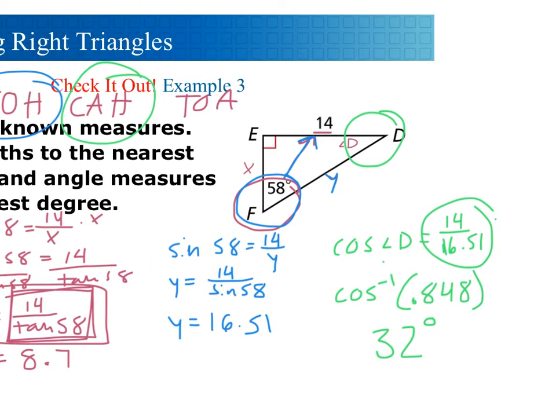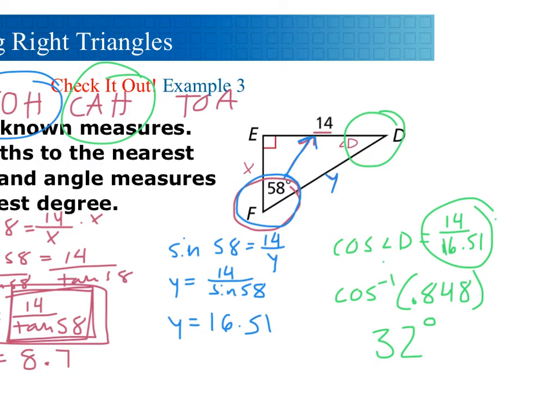What do we know about all three angles in a triangle? What do they add up to? 180. So all three of these angles in the triangle will add up to 180. So if we do 180 minus 90 minus 58, what do we get? 180 minus 90 is 90. So then 90 minus 58 is 32. So we would get the same answer.